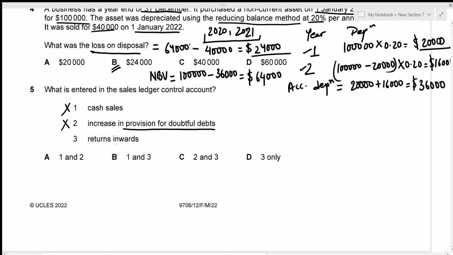And the third one is returns inwards. So returns inwards is something that's going to occur during sales, right? So we need to include this in the sales ledger control account as well. So the correct answer is going to be option D.